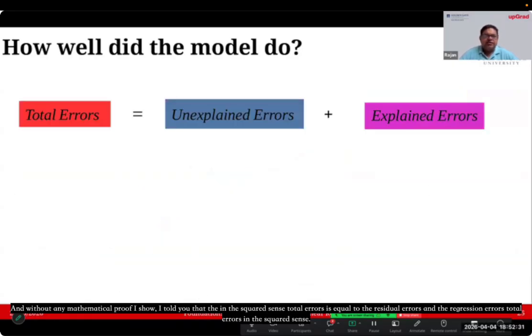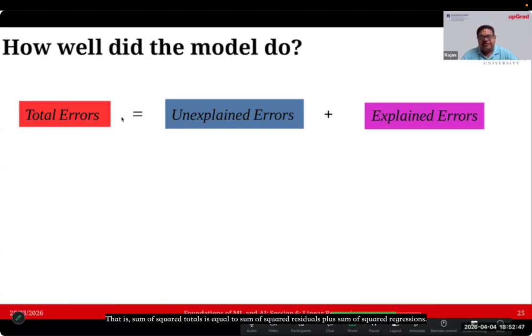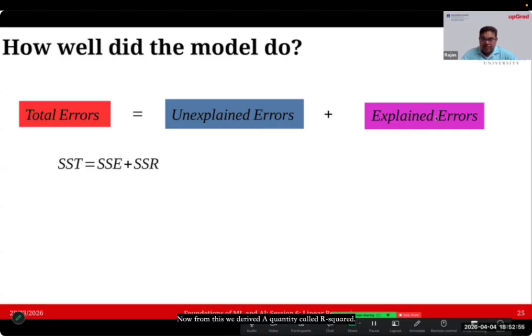So it's a counterintuitive argument in the squared sense. Total errors is equal to residual errors plus regression errors. Even if the dependence is fairly strong, let's say 0.8 or 0.75 R squared value, I'm going to still consider this variable to be independent of others. That is, sum of squared totals is equal to sum of squared residuals plus sum of squared regressions. That means we are very lax about this interrelationship. That's what it means, right?